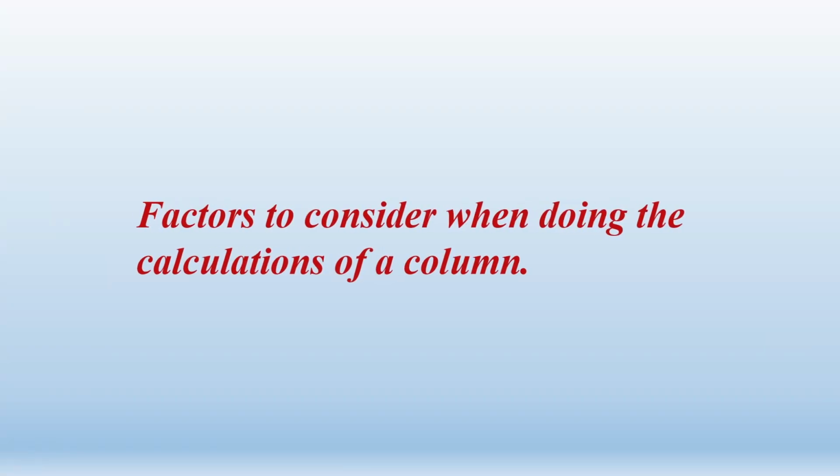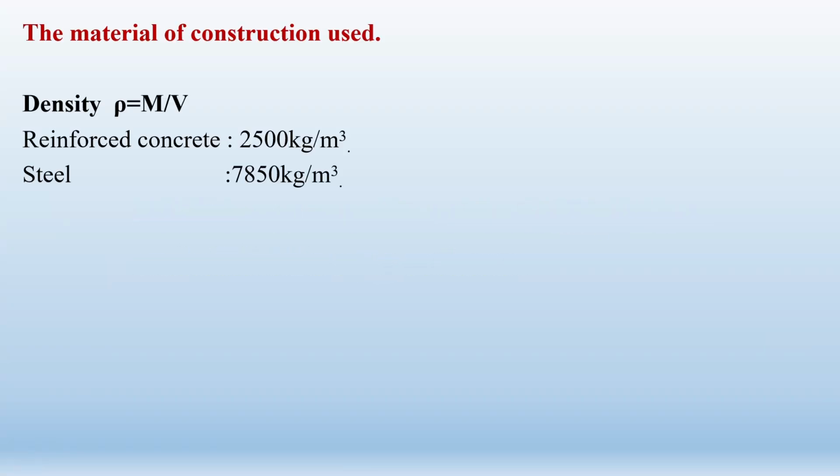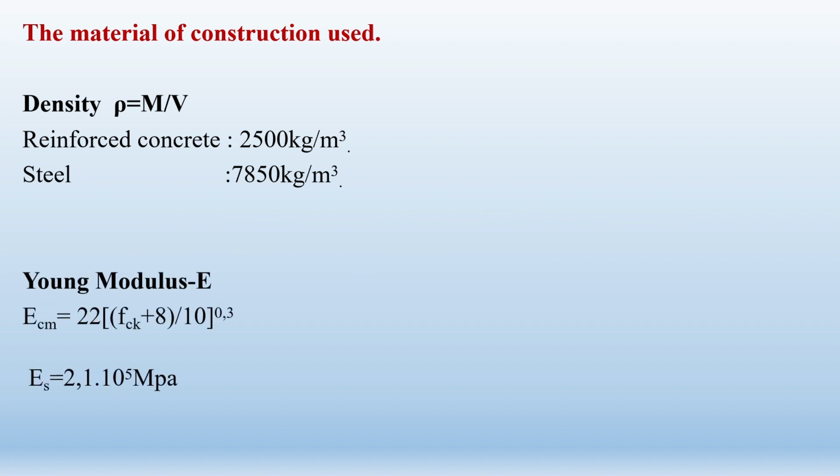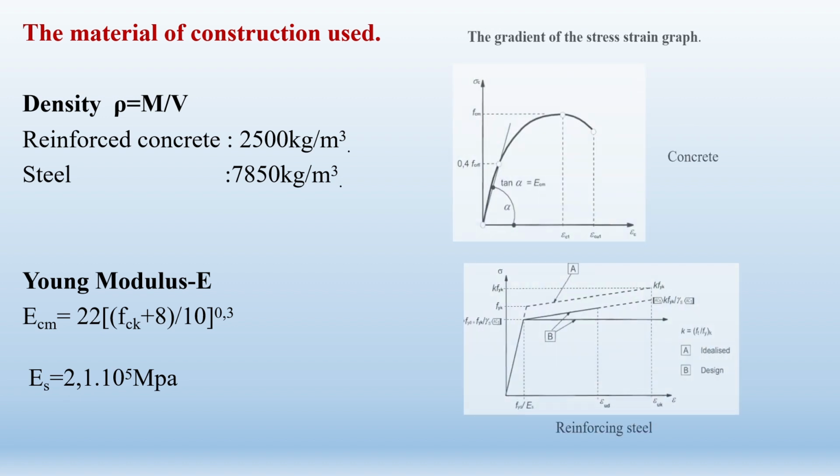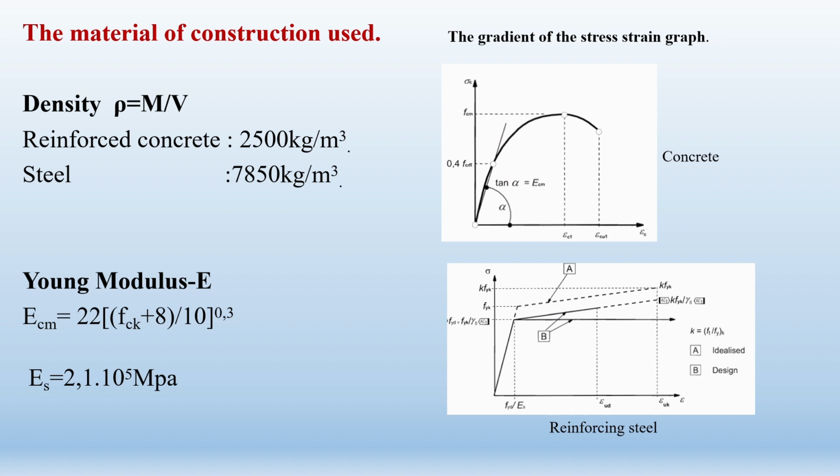Let us now look at the factors to consider while calculating a column. The first one is the material of construction used. Characteristics of materials such as density and Young modulus, which is also known as the modulus of elasticity, differ from one material to another. These characteristics are important in determining the self-weight of materials and also to determine how the material will react under loading.